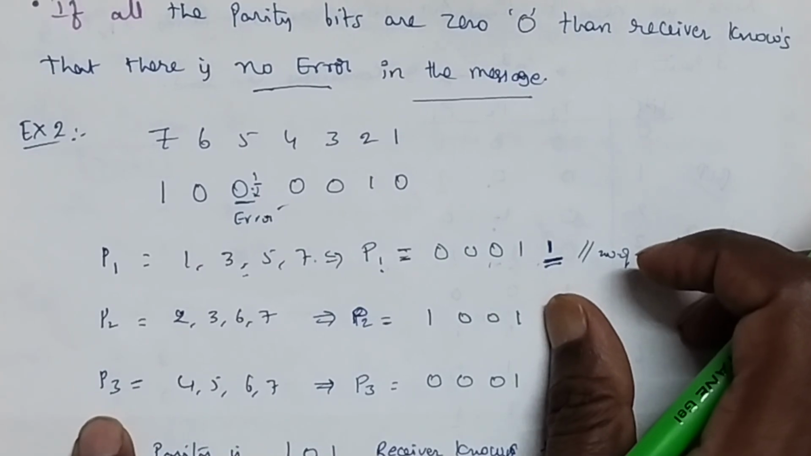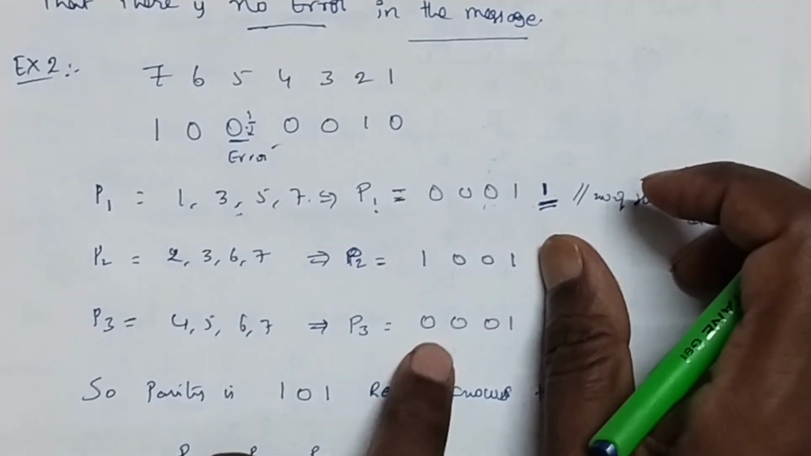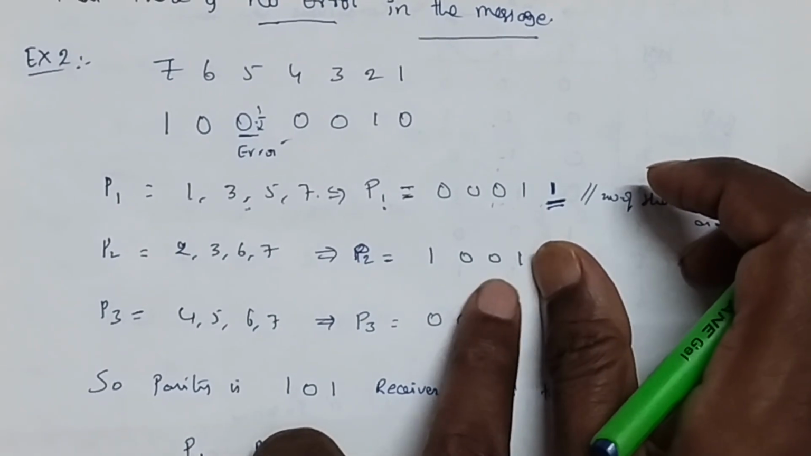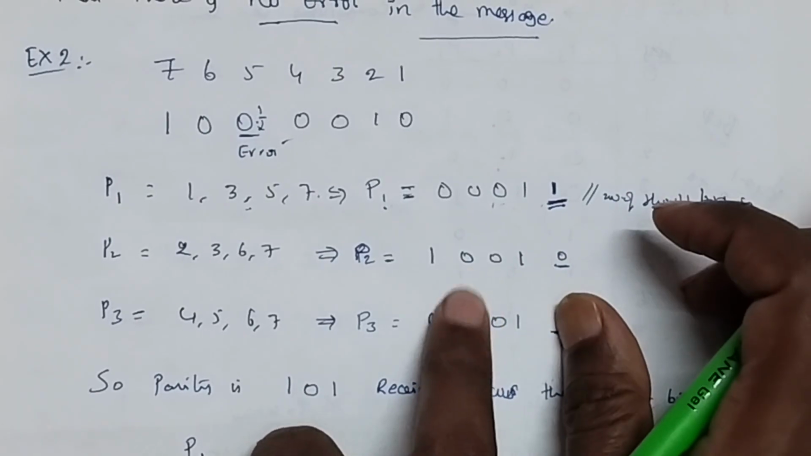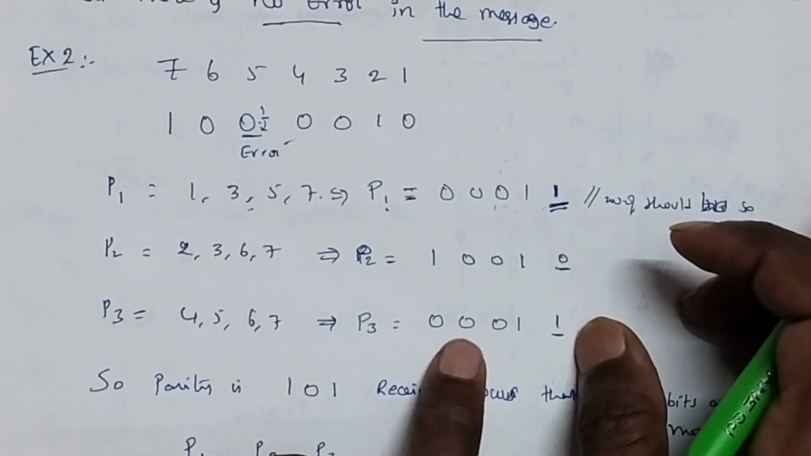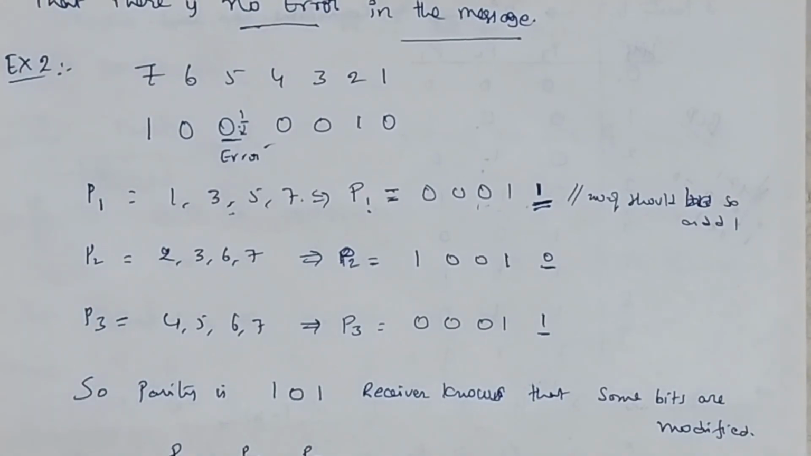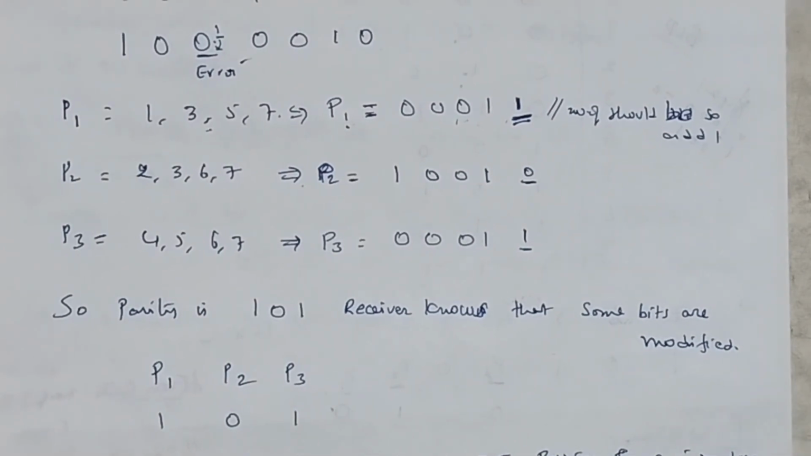What about P3? In P3, positions 4, 5, 6, 7. The 4th is 0, the 5th is 0, the 6th is 0, the 7th is 1. How many ones are required here? Here no need of adding any ones, so 0. And for the other one, to make it even parity we require 1, so 1 is added. Now check all the parity bits: they are 1 0 1. So an error is detected. With 101, the receiver knows that some bits are modified.